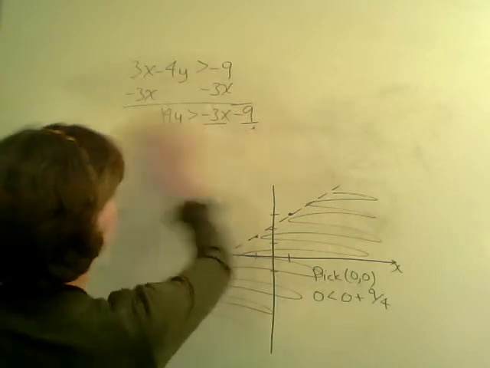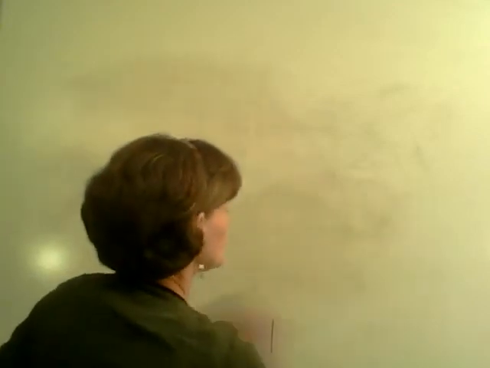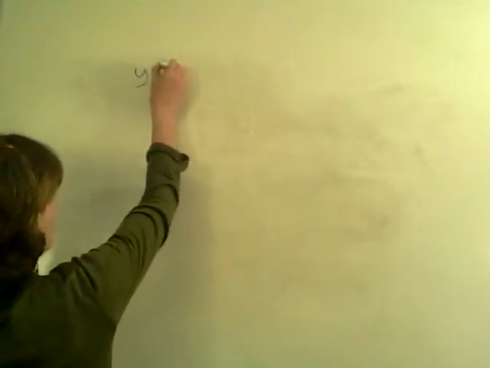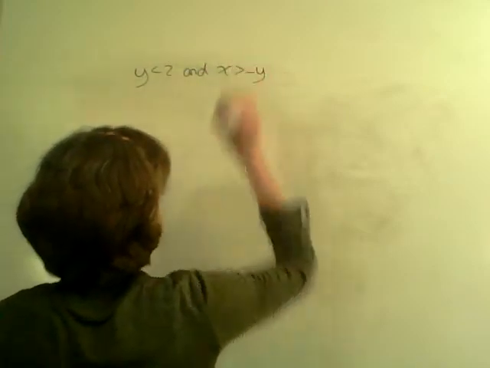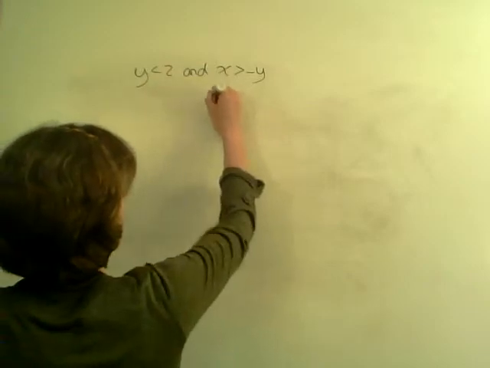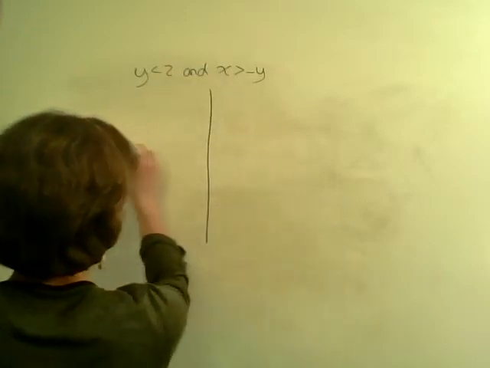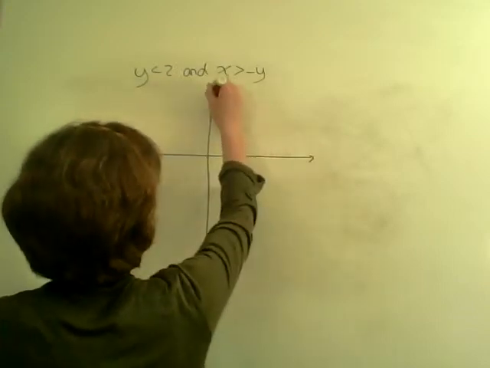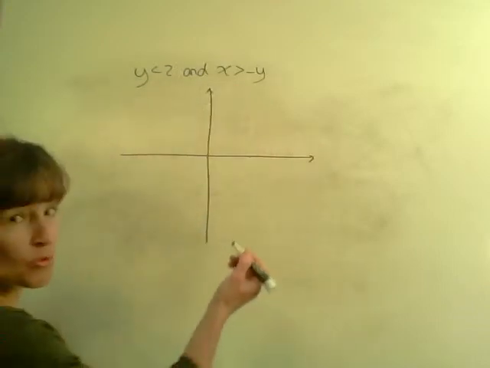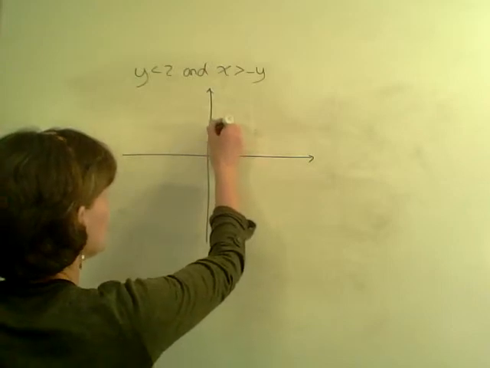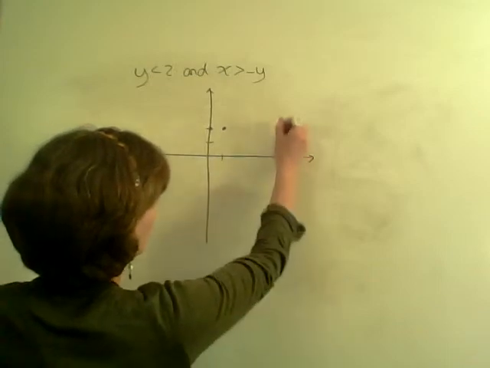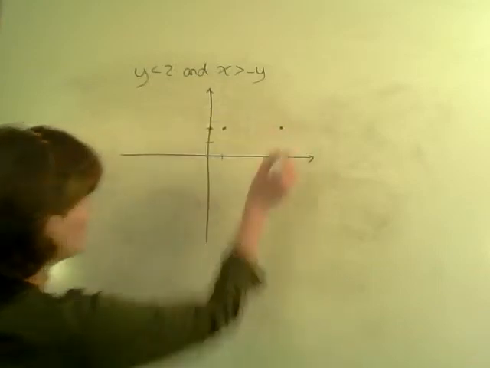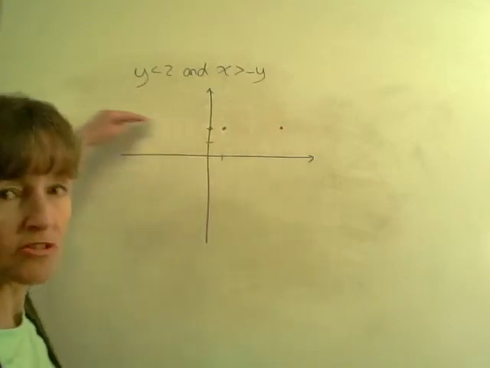All right, one last one, and this will be two inequalities graphed on the same coordinate plane. So one will say y is less than 2 and x is greater than negative y. All right, well, we don't need to plot points or pick points necessarily for the y is less than 2 because where are all the points where y is 2? Well, this is a point where y is 2. Here's another point where y is 2. Here's another point where y is 2. You see, y is 2 for all of the points on this horizontal line.